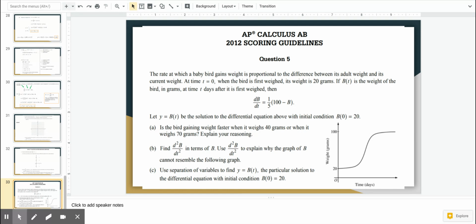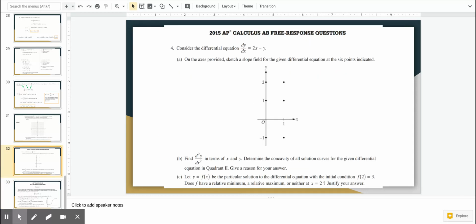All right, so you can see a trend in these. They kind of start easy, and then they get to the meat of it, which is finding particular solutions each time. All right, I'll be emailing you these questions anyway, but if you want to just look at them through here, that's also fine.